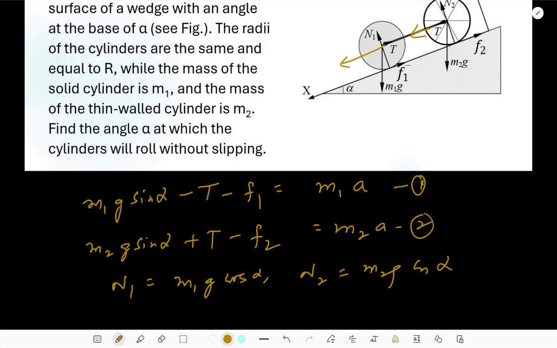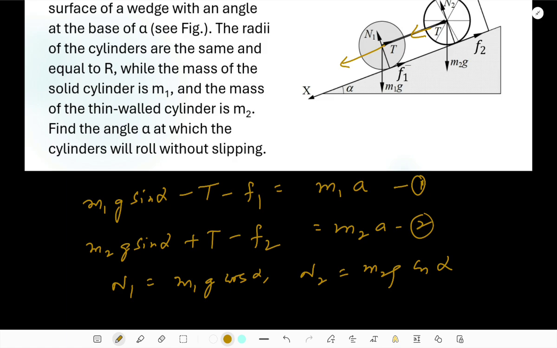These are the equations of translation, equations of motion for the center of mass of the cylinders, and we are now going to move on to the equations of motion for the cylinders relative to the axis of rotation passing through their center of mass.